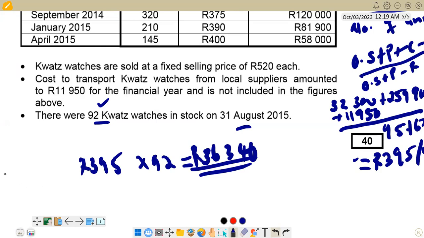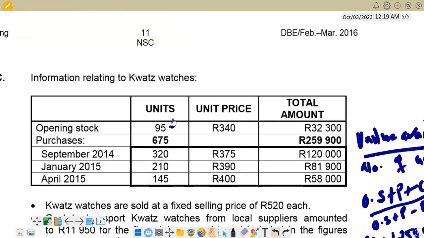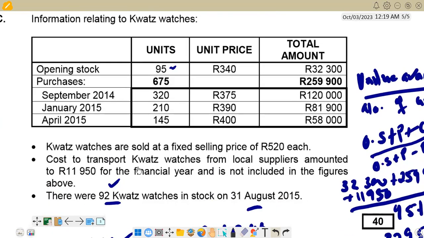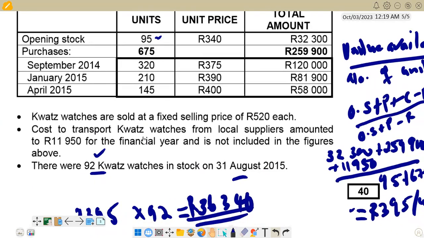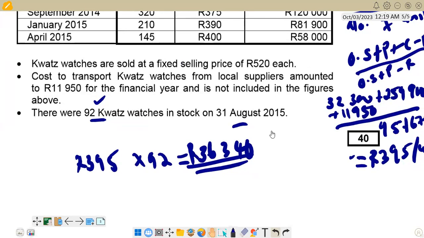Let's look at the last question that we have there. The last question is asking for the value of sales. We don't have the value for sales there, but we are only told that the selling price per unit is 520. The number of units that were sold, we don't have them.